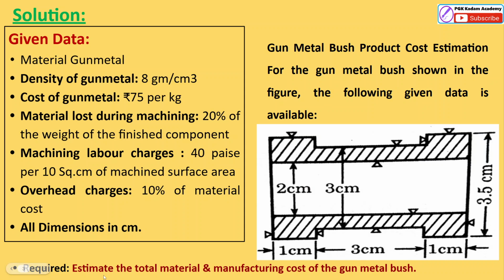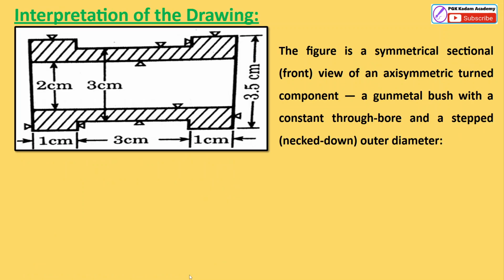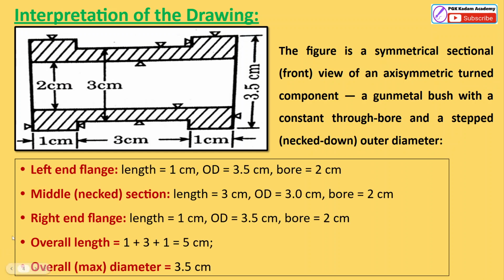What we have to estimate is the total material cost and manufacturing cost of the gunmetal bush. So for the interpretation of the drawing: the symmetrical section view shows a symmetric turned component, a gunmetal bush with a constant through bore. There are step neck-down diameters. We can write the left end flange length as 1 centimeter, 0.5, 4, and 2.